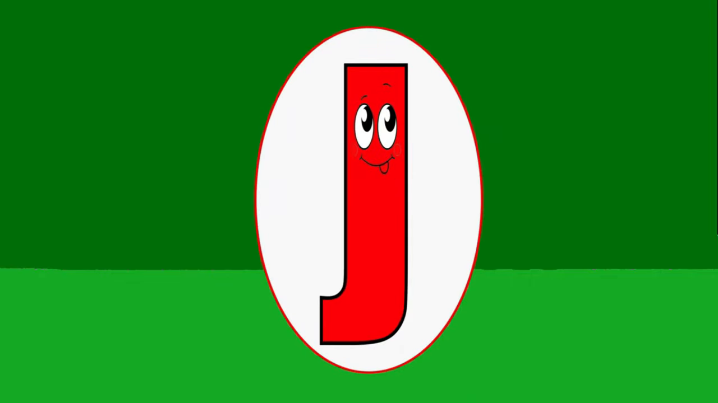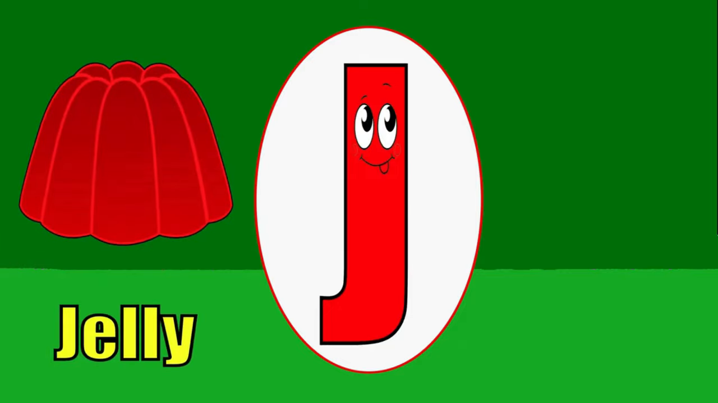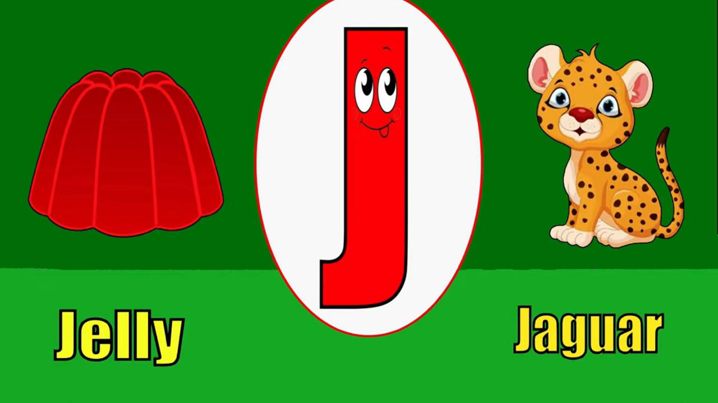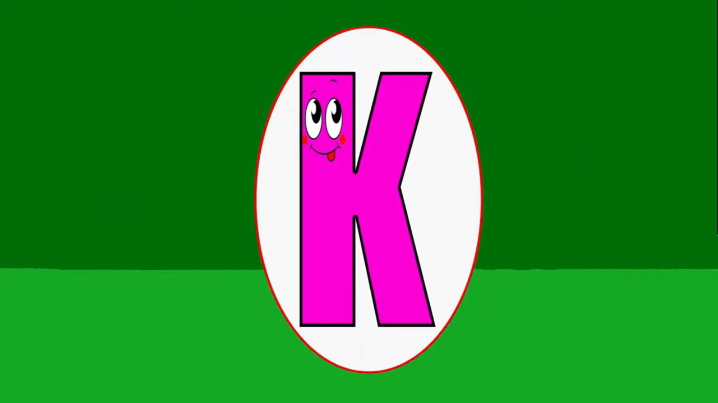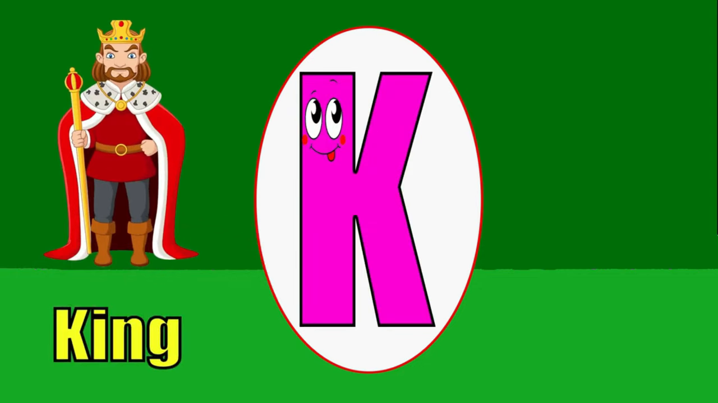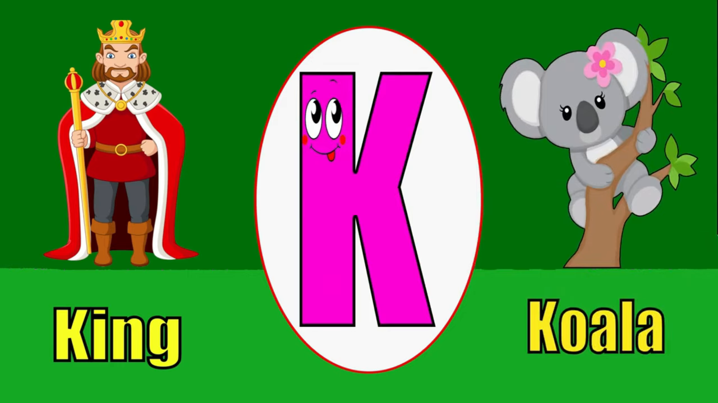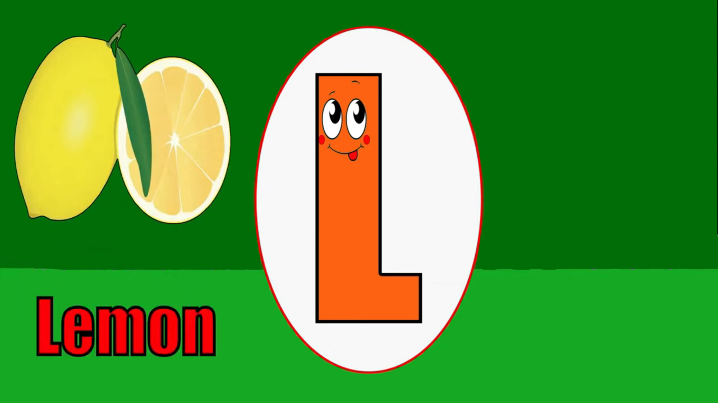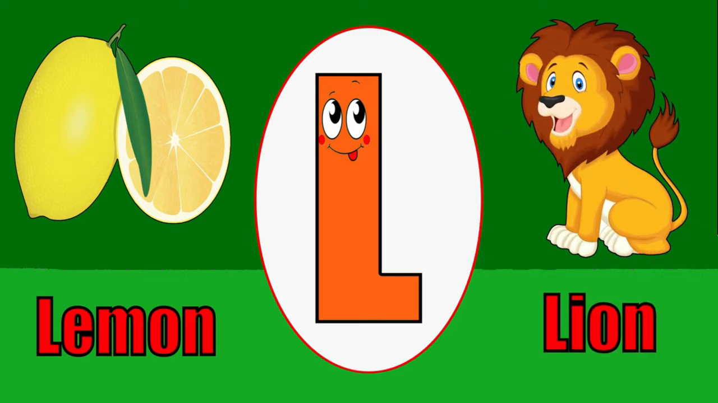J. J is for jelly. J is for jaguar. K. K is for king. K is for koala. L. L is for lemon. L is for lion.